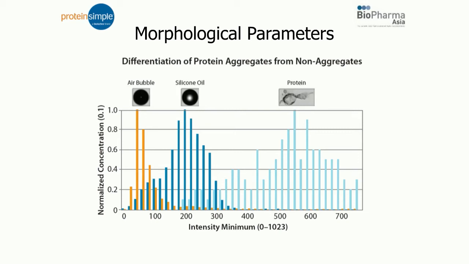For the silicon oil drop in the middle, you have a dark perimeter with a very light center, and you have a middle score for our intensity minimum parameter. And then for the air bubble, which appears very dark in the system, this score is very low on the intensity minimum metric. So by using these, we can begin to see these three different particle species differentiate themselves. Again, this is a very simplistic approach to our morphological measurements. People typically use multiple parameters in conjunction in order to really differentiate and discriminate between these different particle species.